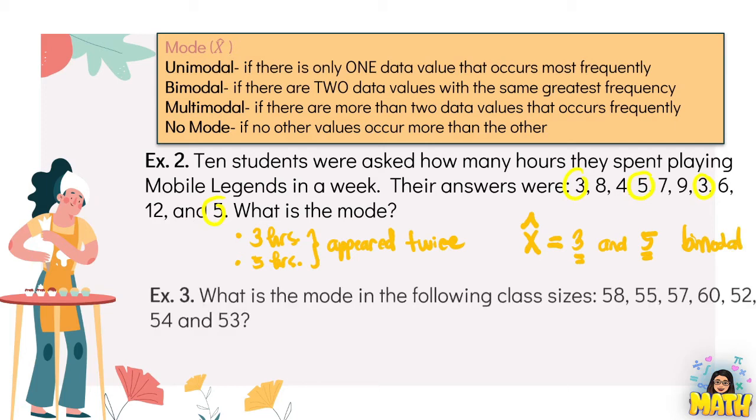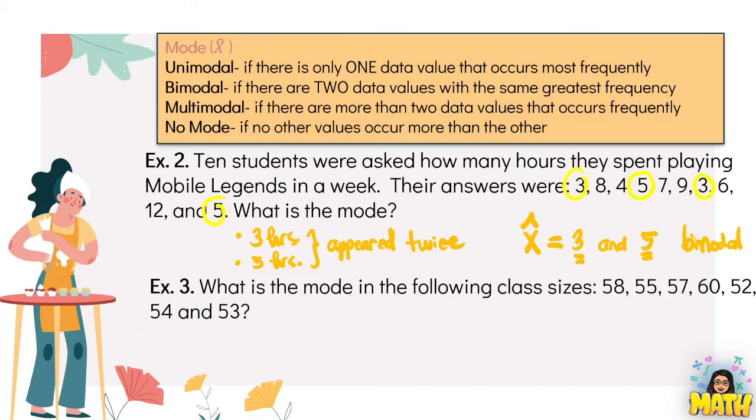And the last example, what is the mode in the following class sizes? Ito daw yung number of students in a class, and tingnan natin kung may common class size. So here, we can see that the frequency of each class size is just the same. Each of the class size appeared once, at walang mas humigit pa sa frequency na 1. That means here, we do not have a mode.